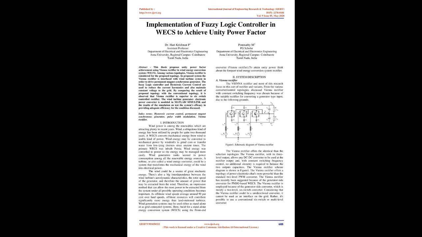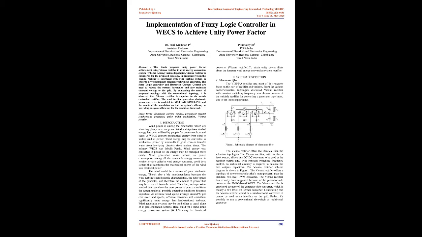The Vienna Rectifier offers the same advantages as the alternative topologies. The Vienna Rectifier, with its 3-level output, allows any DC-DC converter to be used at the rectifier output and, with constant switching frequency control, no additional circuitry is required to balance the two outputs' capacitors. The Vienna Rectifier scheme diagram is shown in Figure 1.